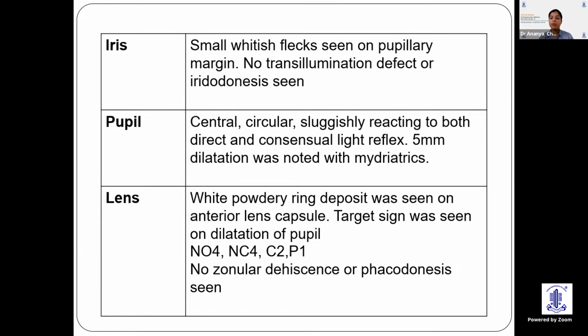Lens showed white powdery ring deposits, which was present on the anterior lens capsule. Target sign was seen on dilatation of the pupil. Cataract grade was nuclear opalescence grade 4, nuclear color 4, cortical 2, P1 as per LOCS 3 classification system. No zonular dehiscence or phacodonesis was seen.